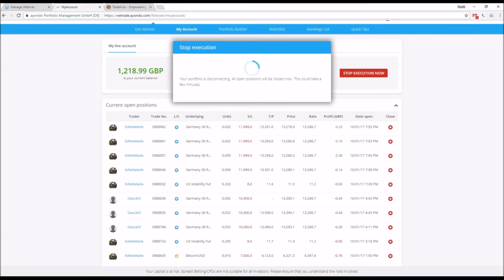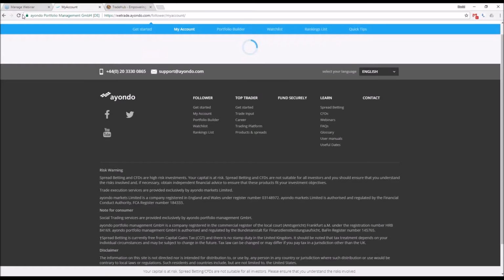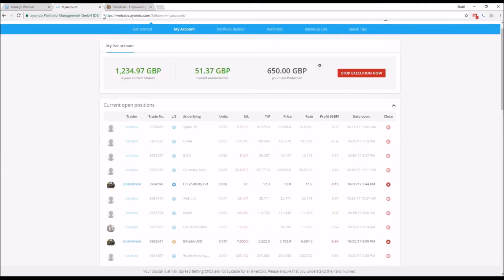It closes all the open positions, assuming the market's open. If I had a trade on, let's say, a UK share in there somewhere, it can't close that position until the market opens the next day. So it might take a bit of time, but it also will close all the positions out, and I will stop following any new trades. Any new trades my little team are doing won't be mimicked on my account.